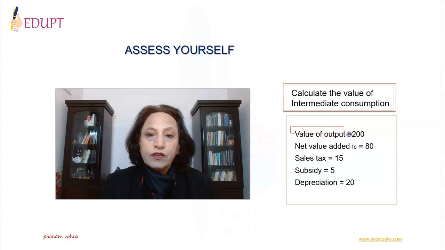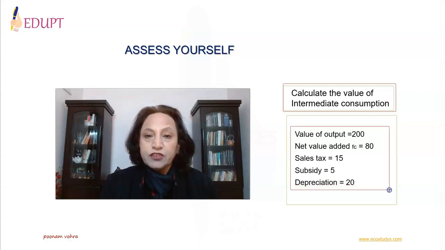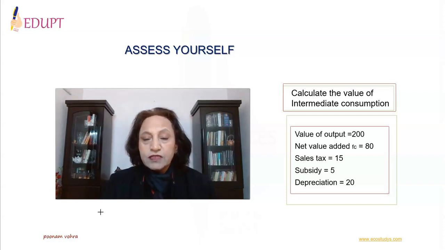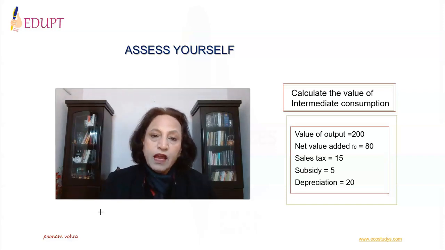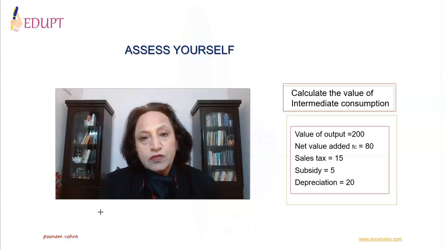Value of output given is 200, net value added at factor cost 80, sales tax 15, subsidy 5, and finally depreciation, which is 20. Now how will you do this? It's simple. Have formula in mind and keep substituting the values.